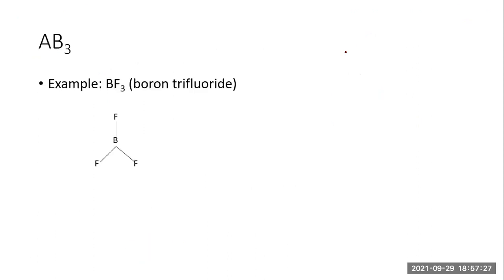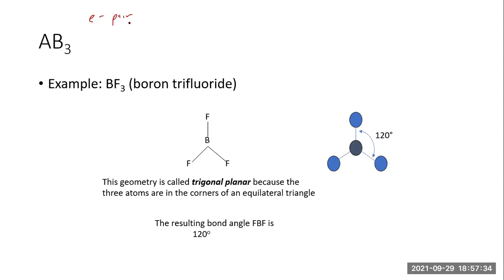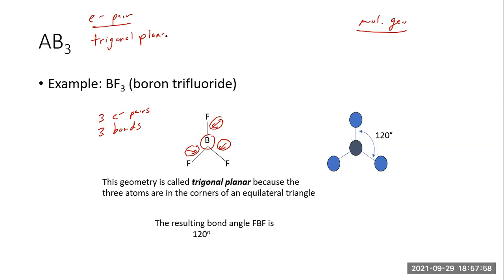The next example is a central atom where we have 3 things attached. Again, here, the electron pair geometry and the molecular geometry. We go to the center atom. It's got 1, 2, 3 electron pairs. It also has 1, 2, 3 bonds. Something with 3 electron pairs has an electron pair geometry of trigonal planar, sometimes referred to as triangular.